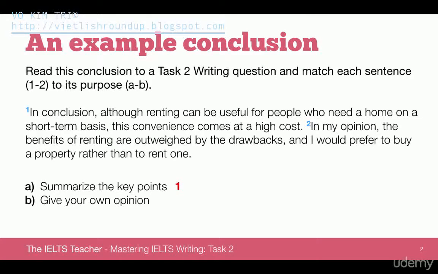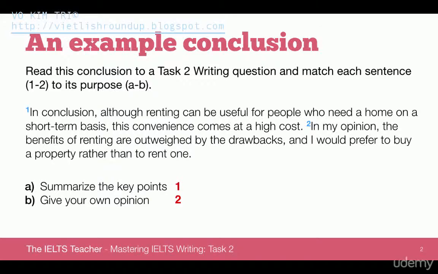Not too difficult on this one. A matches up to 1, summarising the key points, while B matches up to 2, giving your own opinion. It's a little bit more logical to structure the conclusion this way, as it makes sense to leave the reader with a clear understanding of what your viewpoint is. Remember, this is only for discussion opinion essays or opinion essays. This one here looks like a discussion opinion essay because we have looked at the drawbacks.